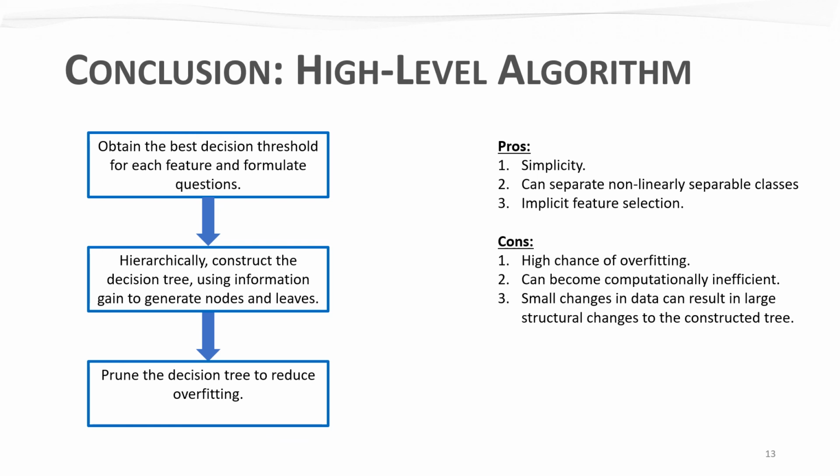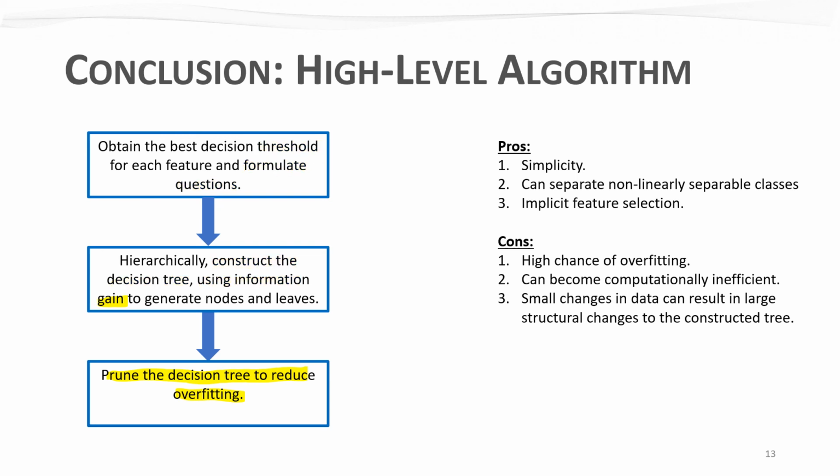After watching this video, you should be able to understand the following high-level algorithm. First, we formulate questions by thresholding any contiguous features. Then, we hierarchically construct the decision tree using information gain. Finally, if the tree exhibits overfitting when we're checking it with cross-validation, we should prune the decision tree. This will increase the generality of the model.